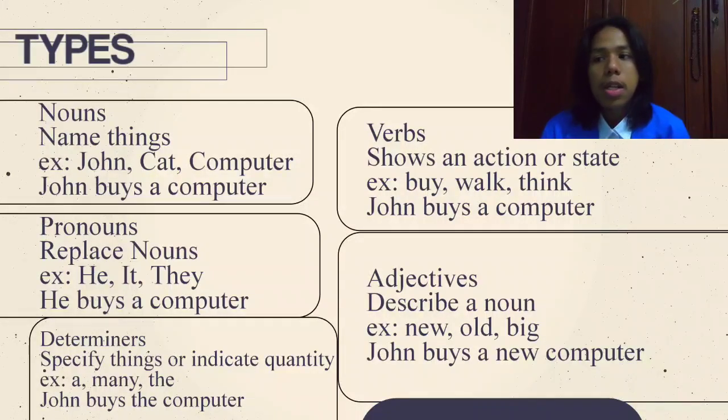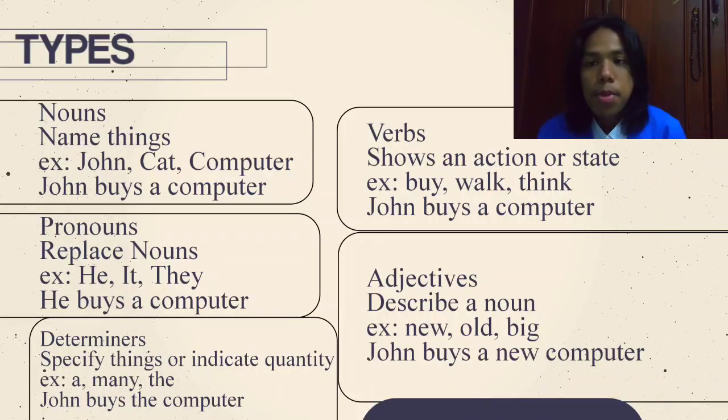Next, pronouns. Pronouns' function is to replace nouns. So it replaces the noun in a sentence. For example, he buys a computer. He in this sentence replaces John. So we can replace a noun with a pronoun. In this case, he replaced John. Another example is he, it, or they.